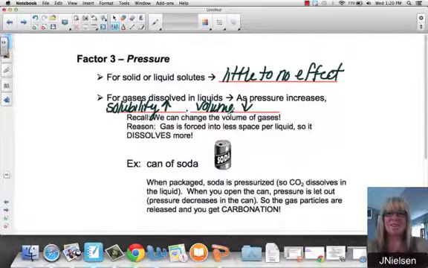water. When they get the carbon dioxide into soda using pressure, as soon as you open the can, you hear that whoosh, and that's because you're decreasing the pressure. The gas molecules spread out and they come out of solution.